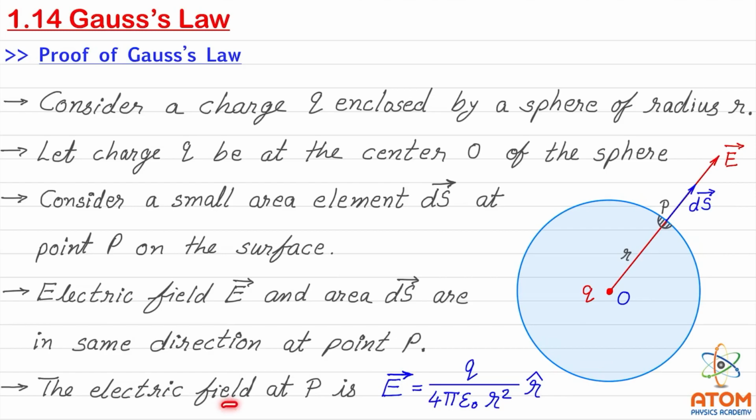Now the electric field at this point P, this is point P, here is the charge q and here is the distance r. So at this point P, the electric field will be E is equal to q upon 4 pi epsilon 0 r square r caret. Here this r caret is the unit vector in the direction of electric field.